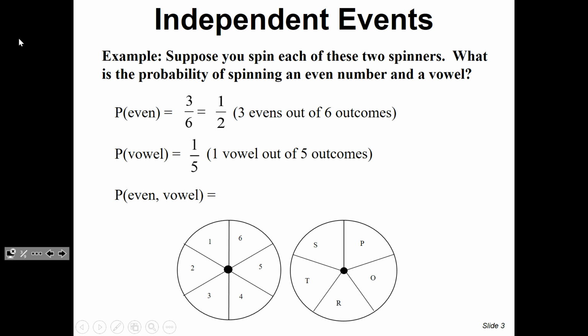And according to our formula, if this is event A and this is event B, what are we supposed to do with them? Multiply them. So I would have 1/2 times 1/5, which would tell me the probability of us first hitting an even and then hitting a vowel is 1 out of 10. All right, so this is an example of an independent event because me spinning an even number here had no effect on me landing on a vowel over here. They were 2 separate events.